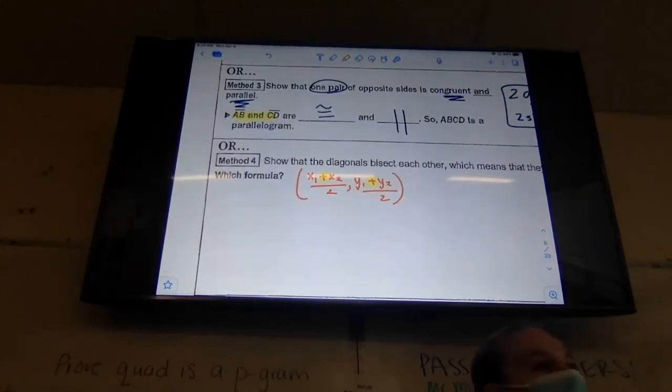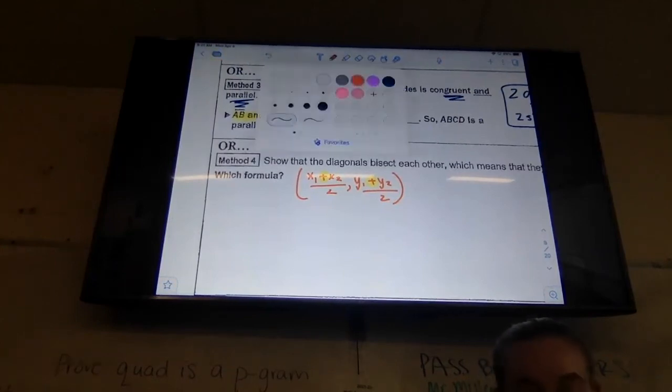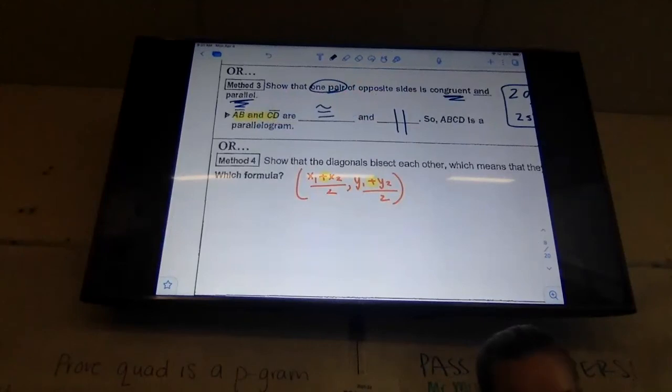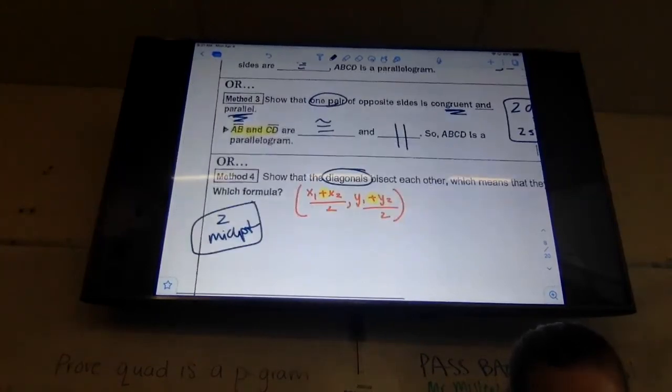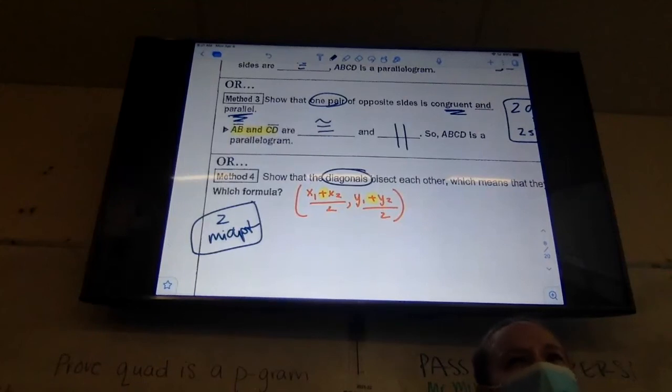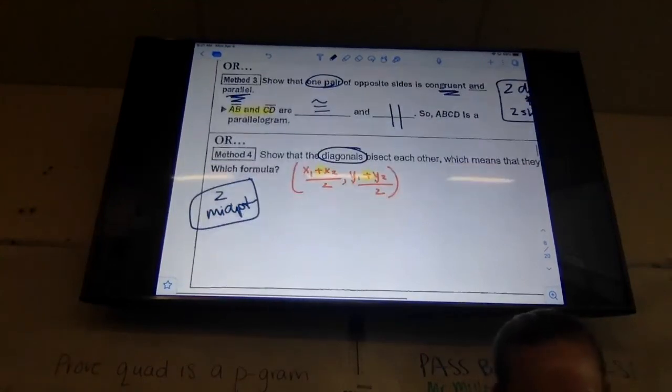So we're going to do midpoint formula. And the fun thing about midpoint, and I like this one a lot, is you only have to do 2 of them because we're just doing the diagonals. So you just want to do 2 midpoint formulas to prove that this is a parallelogram. But I need you to remind me, what are the diagonals of this shape? What ones are the opposite of each other? AC and BD. Very good.